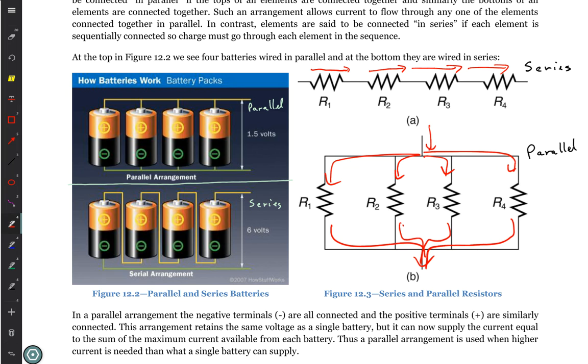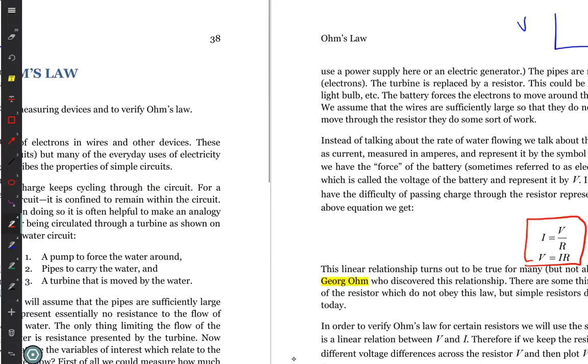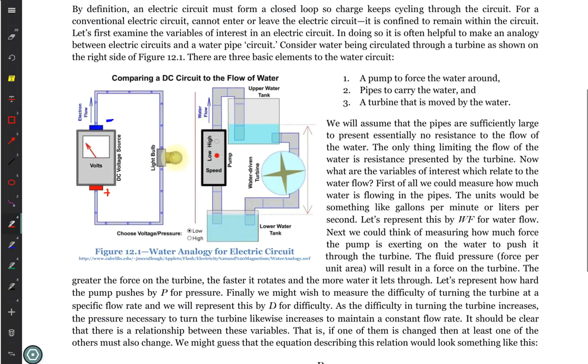So when you put them in parallel, you're actually lowering the resistance, and this is where the water idea comes in. If we look at that water analogy, if I put another pipe in parallel, and I'm going to make this pipe just a skinny pipe so it's going to resist some flow.